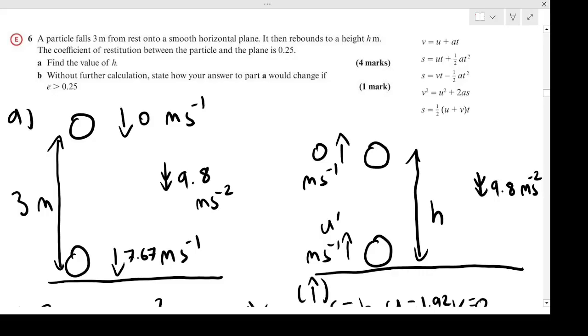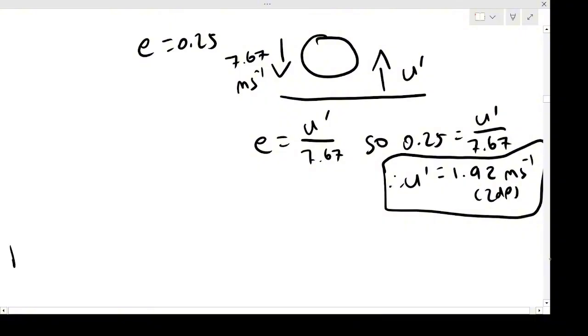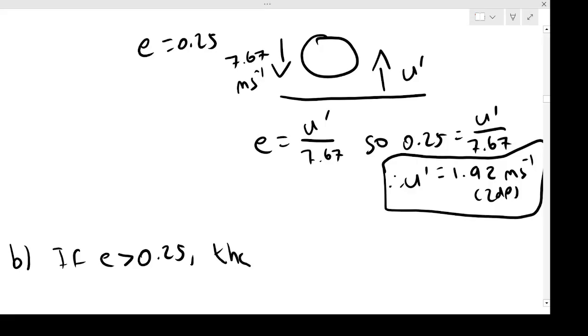Okay, then in part B it says, without further calculation, state how your answer to part A would change if E is greater than 0.25. So if E increases, let's have a think. If E increases, the coefficient of restitution, what's the coefficient of restitution telling us? Basically it tells me how much speed is lost, or in other words, how bouncy the collision is. So if E increases, that means there's less speed loss, so the collision is more bouncy.